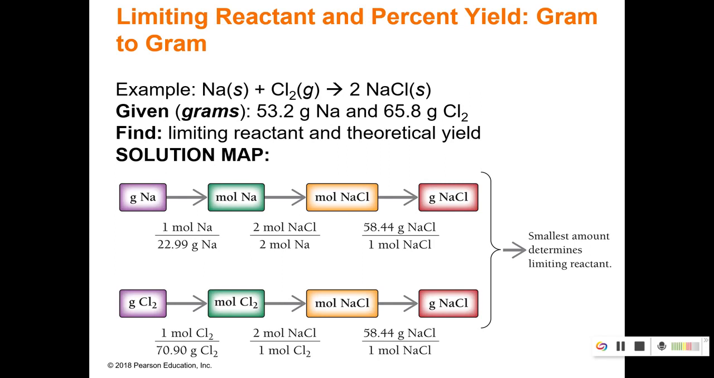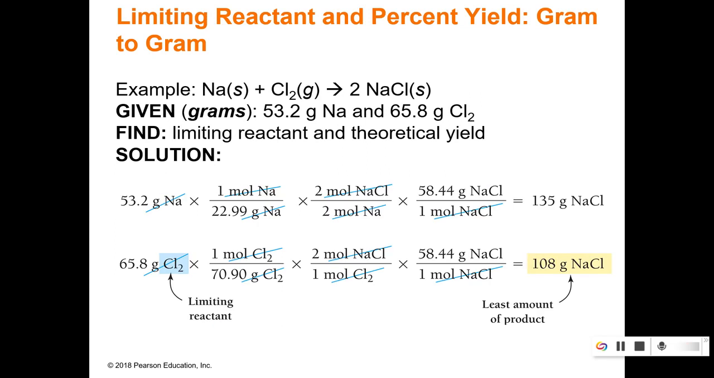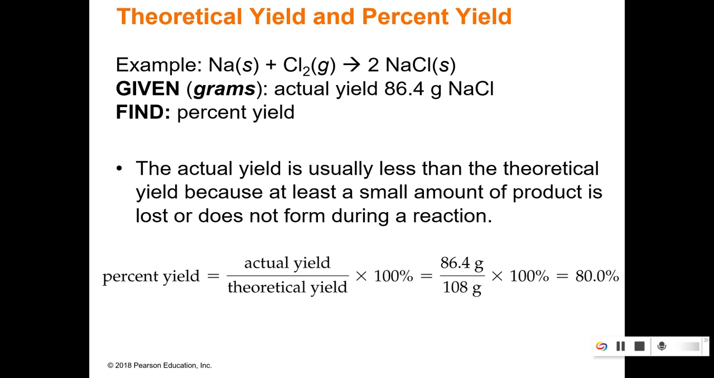So here it's going to walk you through it, and then we're going to do one. So we walk through both problems. We pick our smaller answer. Limiting reactant is that one.